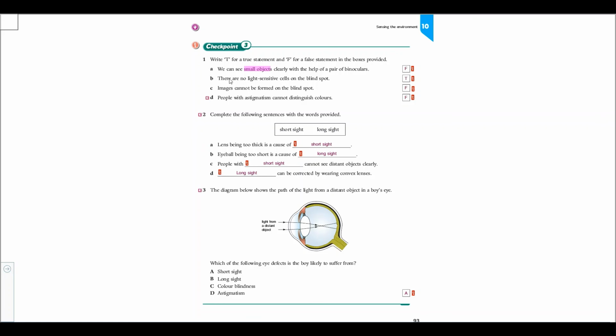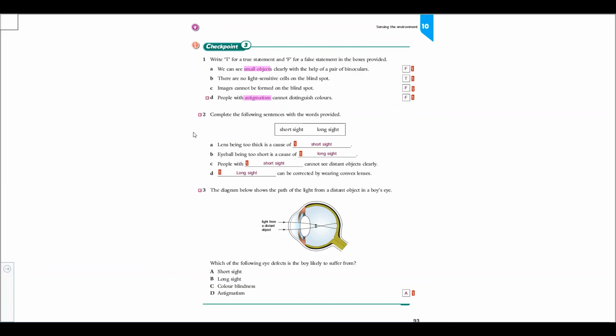And 1B, there are no light sensitive cells on the blind spot. It is true because the blind spot is where the optic nerve leaves the eyeball, so there would be no light sensitive cells. C, images cannot be formed on the blind spot, so it is false. Again, we have talked about that. Image can be formed on the blind spot, but because of no cells, there will be no message sent. Okay, for 1D, people with astigmatism cannot distinguish color, so it is false. The disease should be called color blindness, not astigmatism.